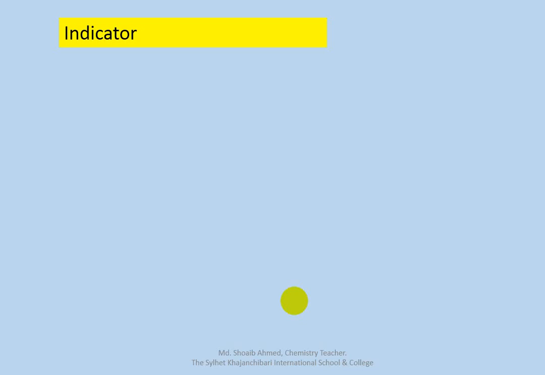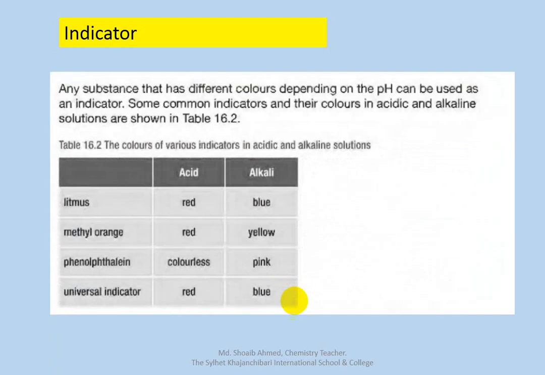An indicator is a substance which changes its color to show whether a solution is acidic, alkaline, or neutral. Litmus paper is an example. Phenolphthalein and methyl orange are also indicators. Any substance that has different colors depending on the pH can be used as an indicator.